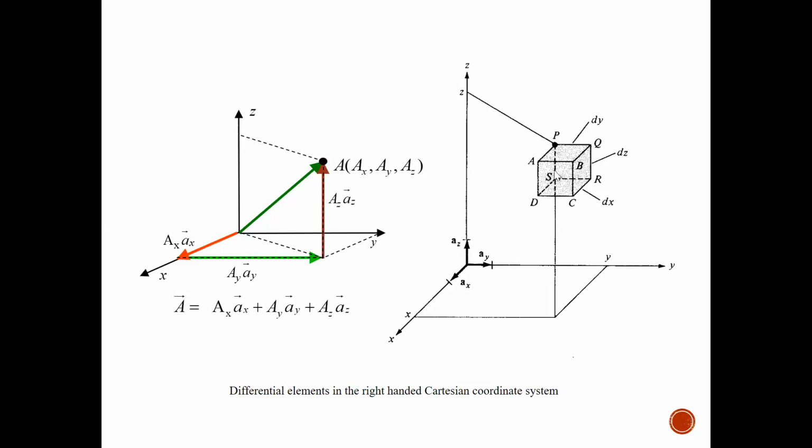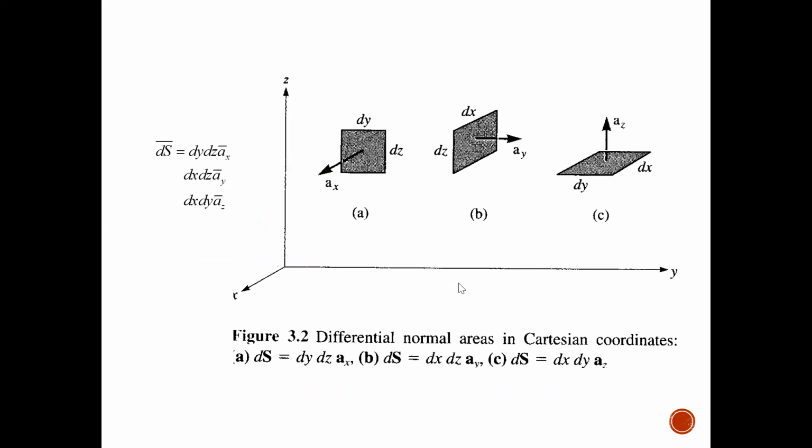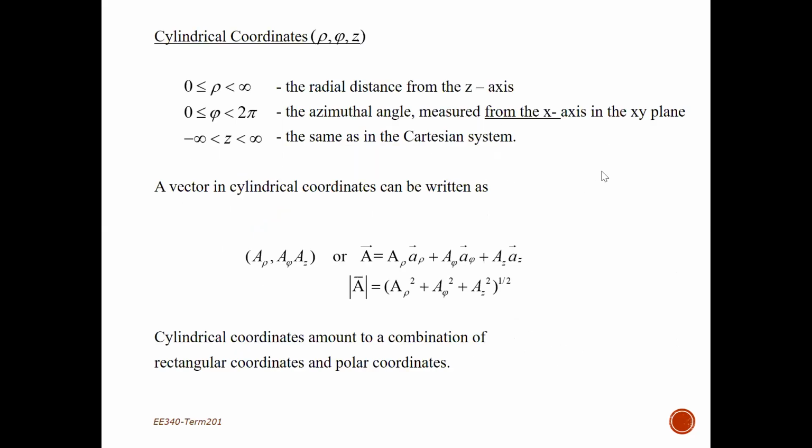And what will be the unit vector for this particular area? For a surface area, the unit vector will always be perpendicular to that area. The perpendicular one to this area is ax. So it is dy dz, and the unit vector which is perpendicular is ax. So that's why it is dy dz ax. Similarly, you can get it for the others.